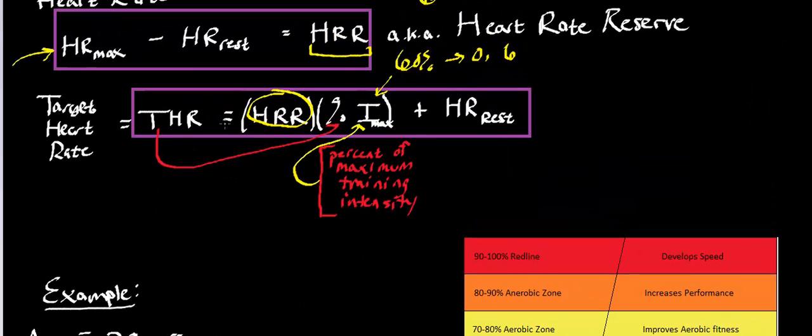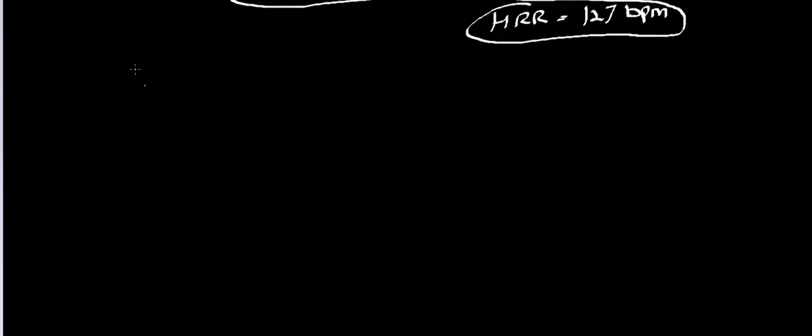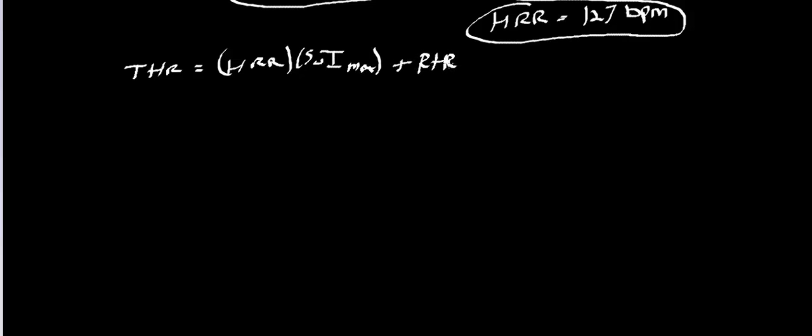Now what I can do is plug in this formula right here. So the target heart rate is going to be equal to the heart rate reserve times the percent of the maximum intensity plus the resting heart rate. Okay, so let's plug these in. The heart rate reserve was 127 beats per minute.